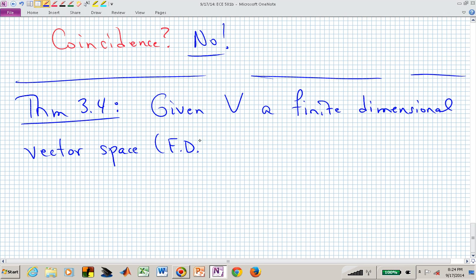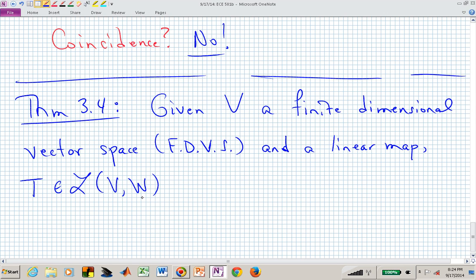and I might get tired of writing all of that, and so I might just say FDVS for the finite dimensional vector space. Given that vector space and a linear map, which allows us to move beyond that vector space into another vector space, suppose now we have the domain's vector space V, which is finite dimensional, and a linear map, and we write that as T belongs to the linear maps from V to some other vector space W. That's given.